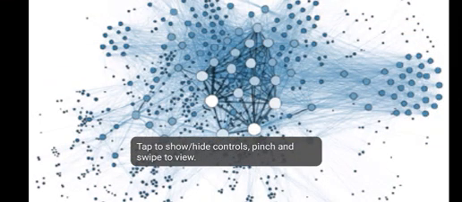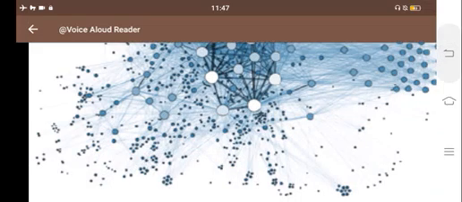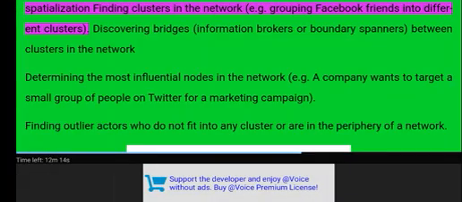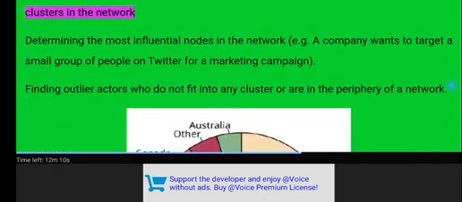Network analysis. Network. Node size, nodes color, ties thickness, ties color. Spatialization, finding clusters in the network, e.g., grouping Facebook friends into different clusters. Discovering bridges, information brokers or boundary spanners between clusters in the network. Determining the most influential nodes in the network, e.g., a company wants to target a small group of people on Twitter for a marketing campaign. Finding outlier actors who do not fit into any cluster or are in the periphery of a network.